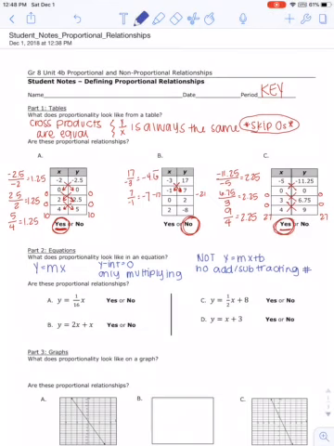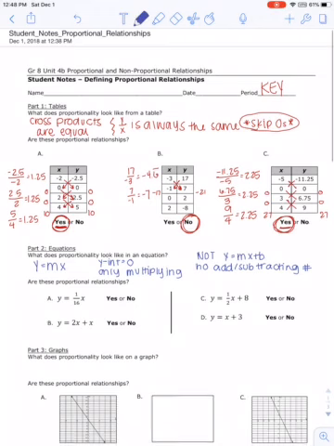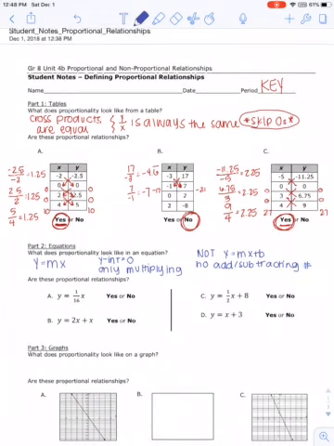So let's look at these examples. On A, I have 1/16 times x. I am not adding or subtracting a number. There is no plus b. It's just y equals mx. So yes, A is proportional.